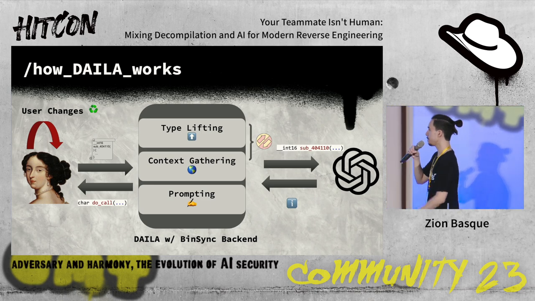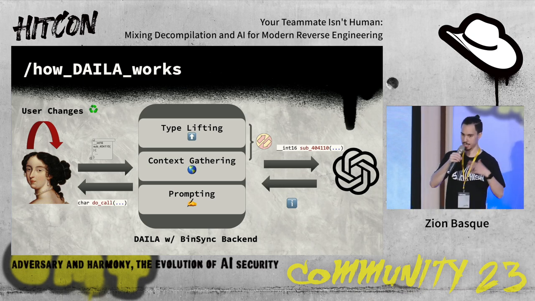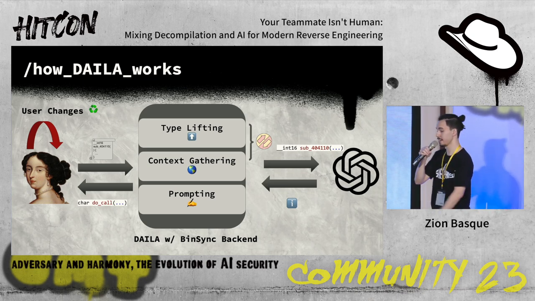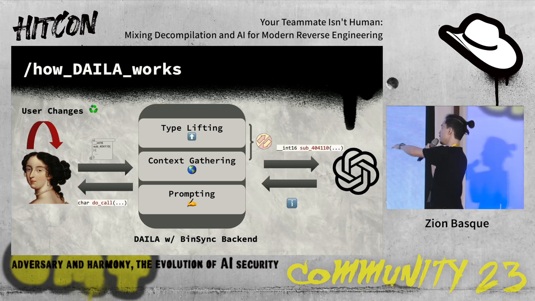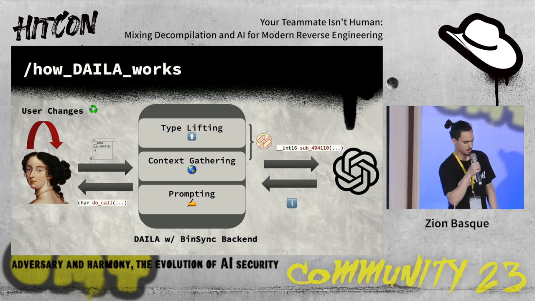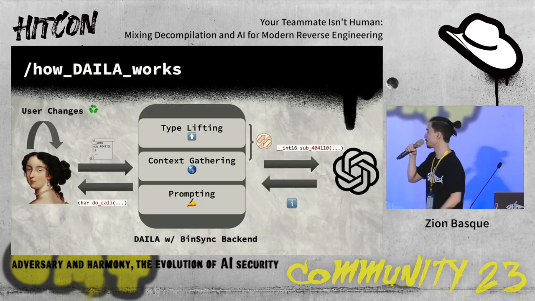Now, as that happens, you may be making changes. You may be saying, hey, I actually don't think this is do call. I think it's do system. Those changes affect this whole pipeline. So as you make a change, the next change comes in, and it runs back through the entire thing. And that's kind of the whole pipeline for how Dyla works.